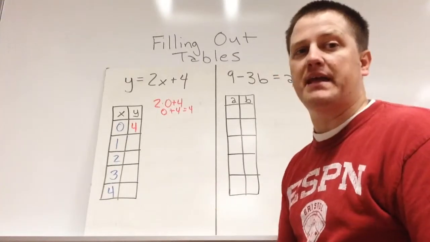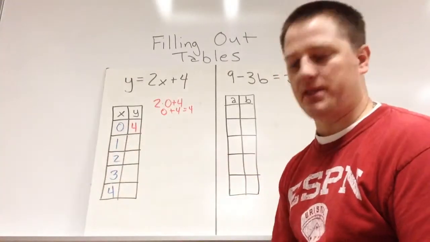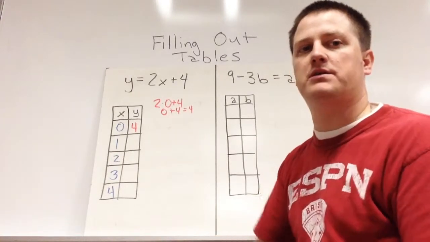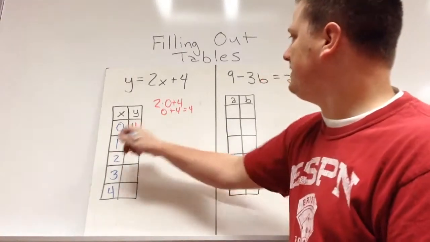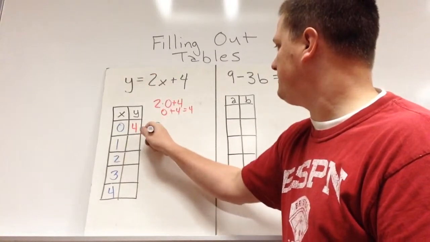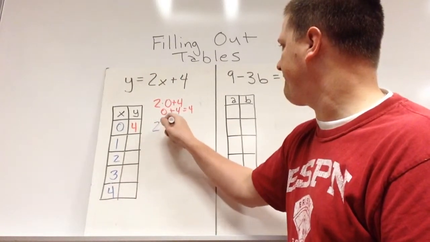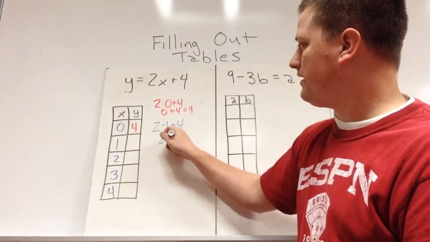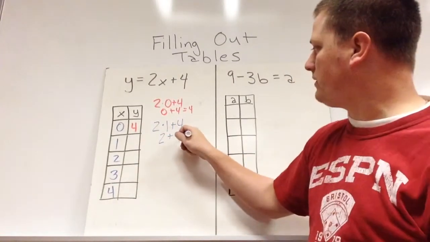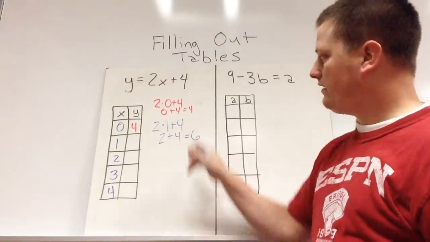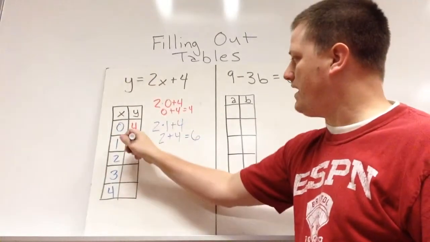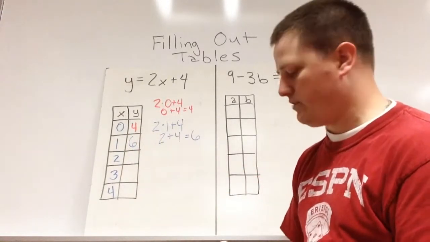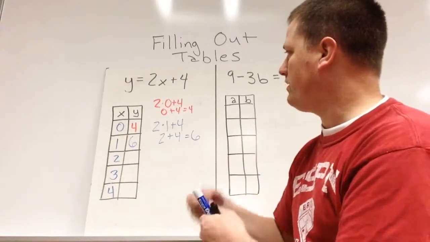Then we just repeat this for every number that we've got. Sometimes it's 3, 4, 5 times, sometimes it could be more, sometimes it could be less. 1 goes in for x. 2 times 1 is 2, plus 4. 2 plus 4 is 6. So it equals 6, which equals y. So we got 6 for our second situation. Move on to the next one.